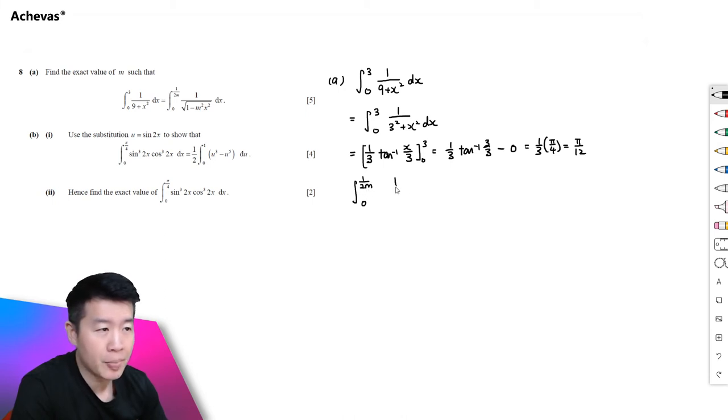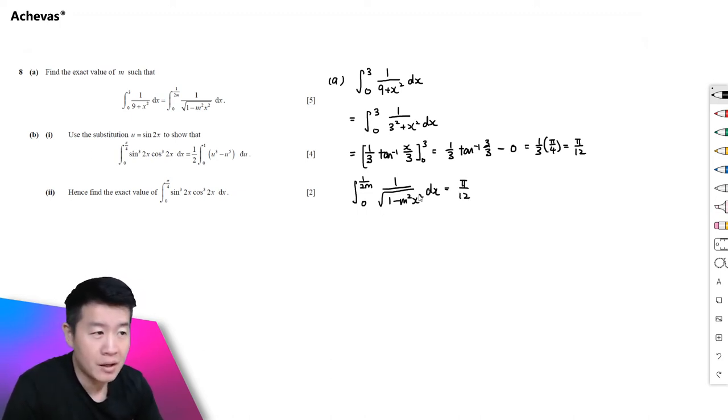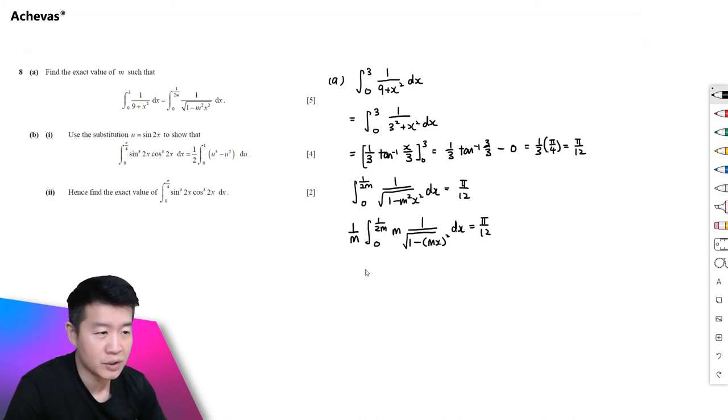of 1 over square root of 1 minus m square x square, this should be equal to pi over 12, and we are going to make use of this to solve for m. As for this, I think what I'm going to do is divide by m outside so that I can introduce m in front, because f(x) is mx, f prime x is going to be equal to m. And we have a formula for this also, which is the sine inverse formula. So we have 1 over m, integrating this we are going to be getting a sine inverse of mx, from 0 to 1 over 2m, and this is equal to pi over 12.